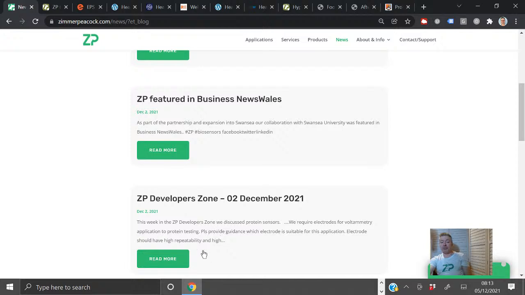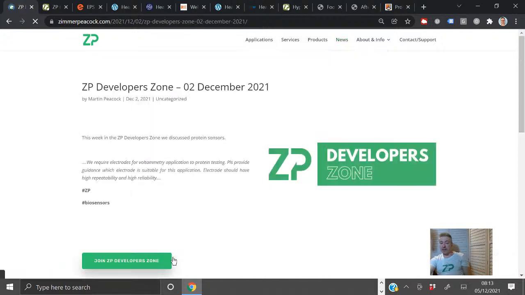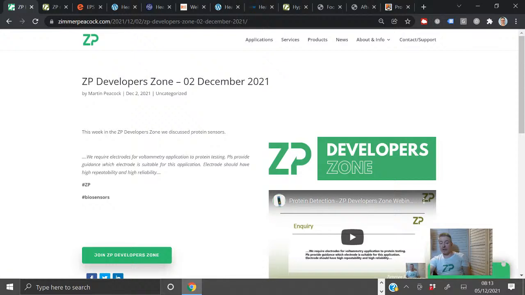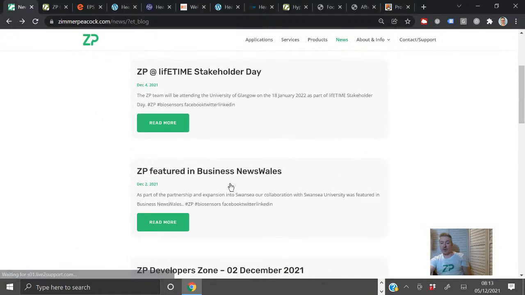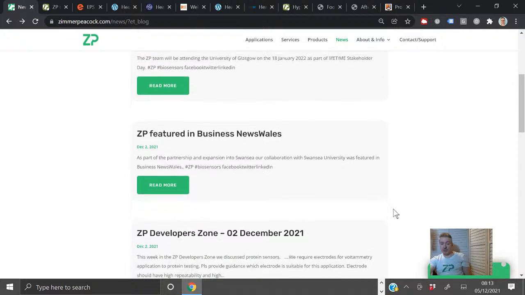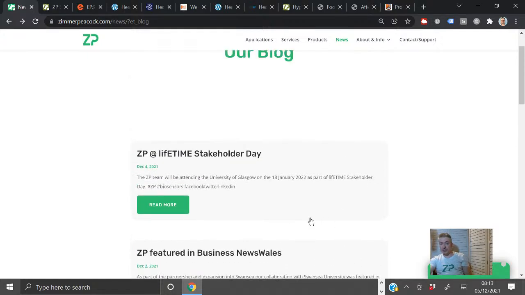We did our developer zone this week, and we had specifically had an inquiry from India, and in the developer zone this week, we actually responded to that inquiry. Thank you very much to the media in Wales who picked up on the fact that we've opened this lab in Swansea, and we got featured in several newspapers.